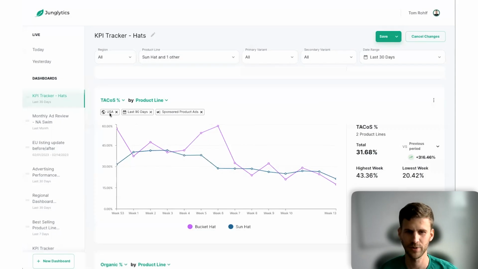So this card is showing only the United States data for the last 90 days. And I changed it to 90 days from 30 days because I wanted to be able to see the tacos trend over a longer period of time. And then we're also only showing it for sponsored product ads. So we filtered out sponsored brand and sponsored display.